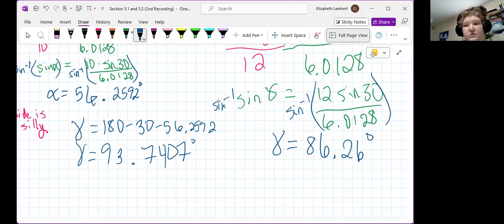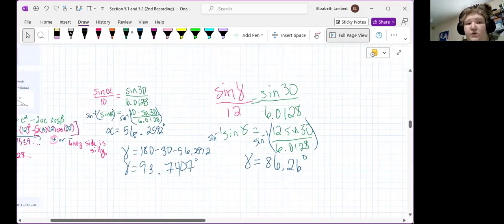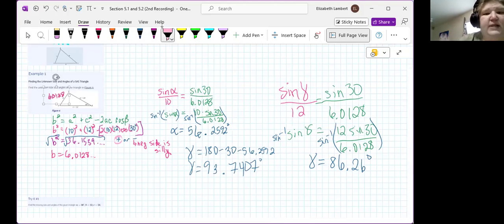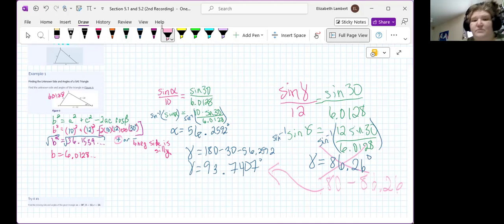the biggest angle. So if you're not paying attention to which angle you're solving for, you might get the wrong one. So this is why whenever you finish one of these, it's always a good idea to check, is my biggest angle with my biggest side. So just to be very clear here, this is wrong. The correct answer is 180 minus 86.26, which is what 93.70, etc. is.